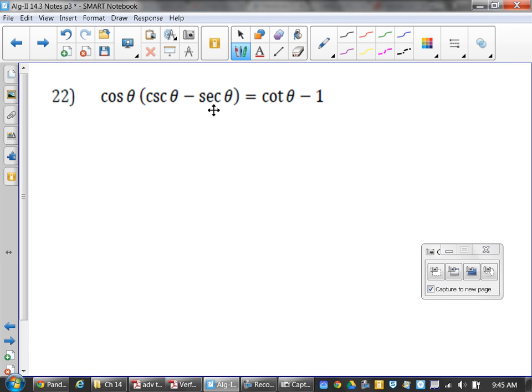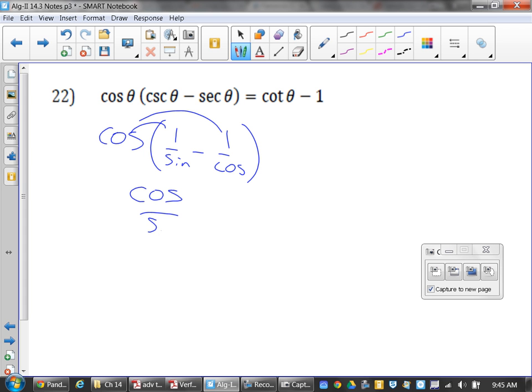22 distribute, but before I distribute, I'm going to rewrite my parentheses in terms of sine and cosine. Then you'll see right away how it drops. You have cosine times 1 over sine minus 1 over cosine. When you distribute in, you get cosine over sine minus cosine over cosine, which is cotangent.